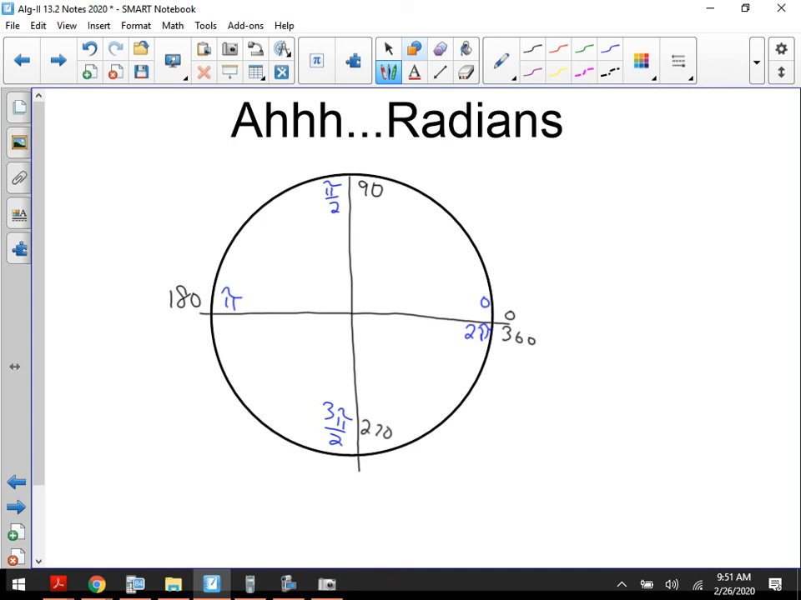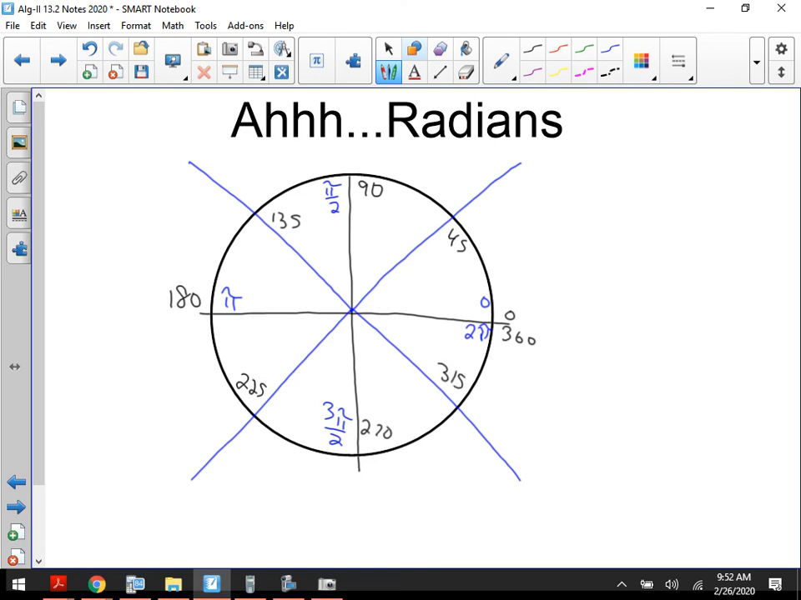Okay. What's halfway between 0 and 90? 45. Okay. So then if I go 45 here, 45 here, 45 here. So 0, 45, 90. What's 90 and 45? 135. 135, 180, 225, 270, 315. You okay with that? I'm just adding multiples of 45.